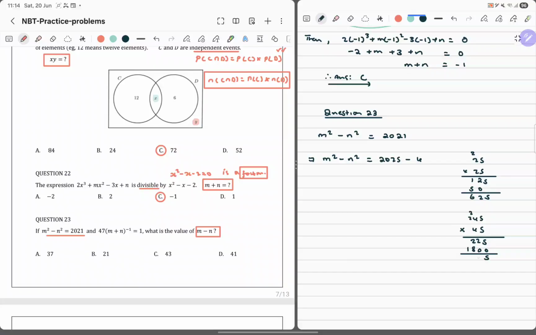So this is 5, 2, 0, carry the 1, so this is 2025. Oh yeah, this is 45 squared. Okay, so this is cool. So this is a perfect square.